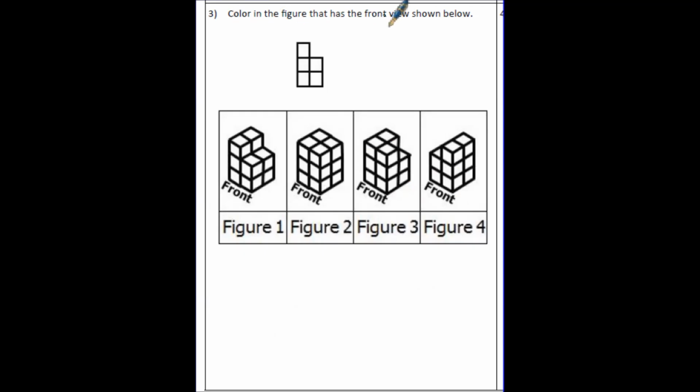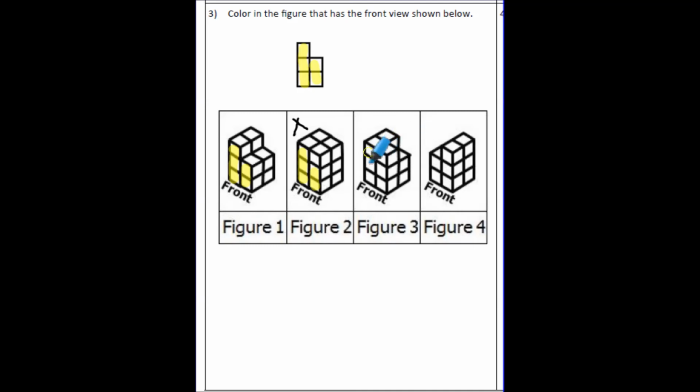Color in the figure that has the front view shown below. So looking at this picture, I want to have a column of 3 blocks and then a column of 2 blocks to the right of it. So a column of 3 and then a column of 2. That looks good so far. A column of 3 and a column of 2, well, we have an extra block that's going to mess that up. So figure 2 doesn't have that view.